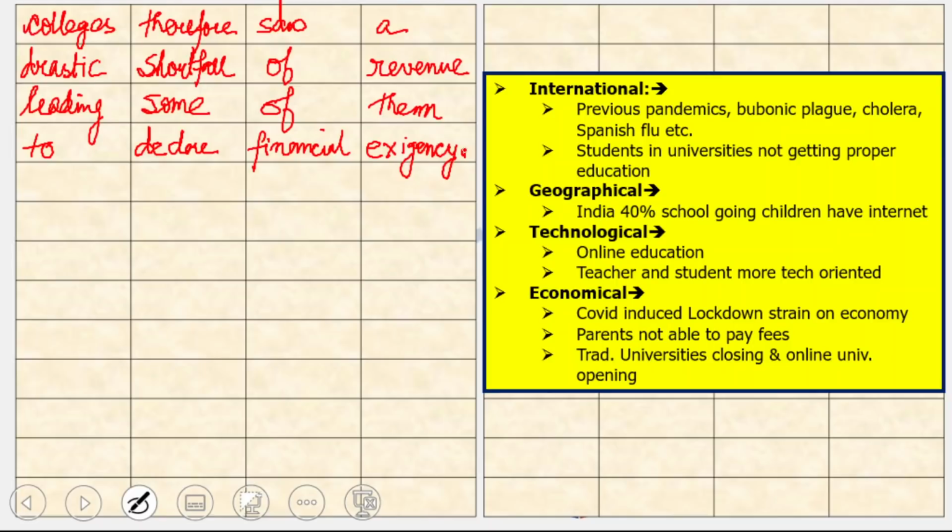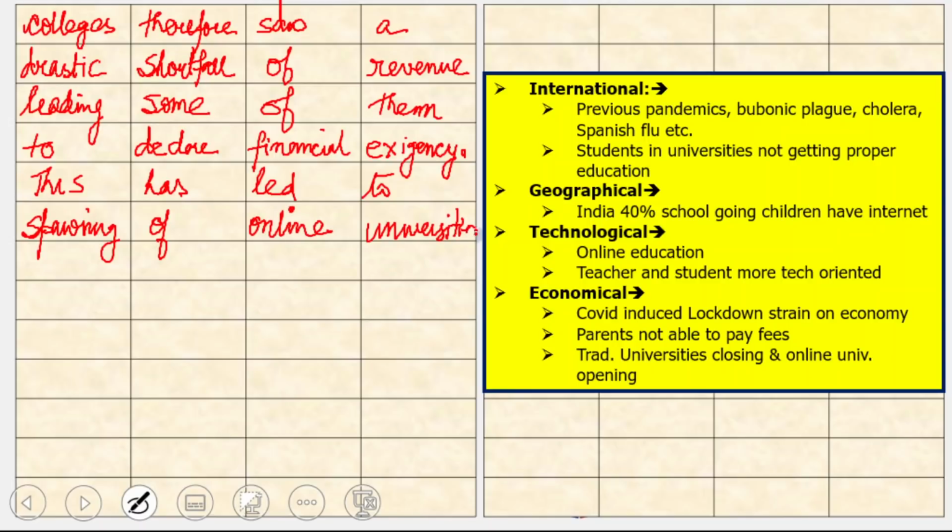Achha, what happened due to this? This situation led to spawning of online universities, है ना? That's what I have written in the last point, online universities opening. This has led to spawning of online universities. You can take an example like University of People, right? You can take that example. Online universities offering, and what these online universities do? They offer alternative courses. We got it? Now, till now I have used most of the points that I have written down in my activity.